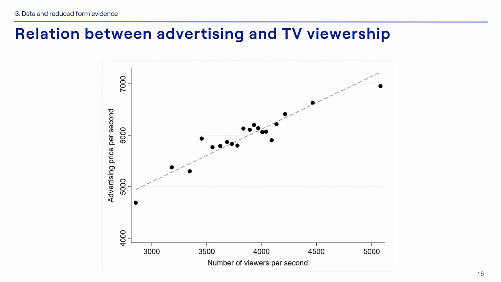On the other side, we can see that there are positive relations between viewership and advertising, in the sense that the number of viewers is positively correlated with the advertising price of the different channels that we have for the different periods. So it means that our data are adequate for trying to identify the type of network effect that we want to discuss. Okay, so let's move now to the model and the estimation results.